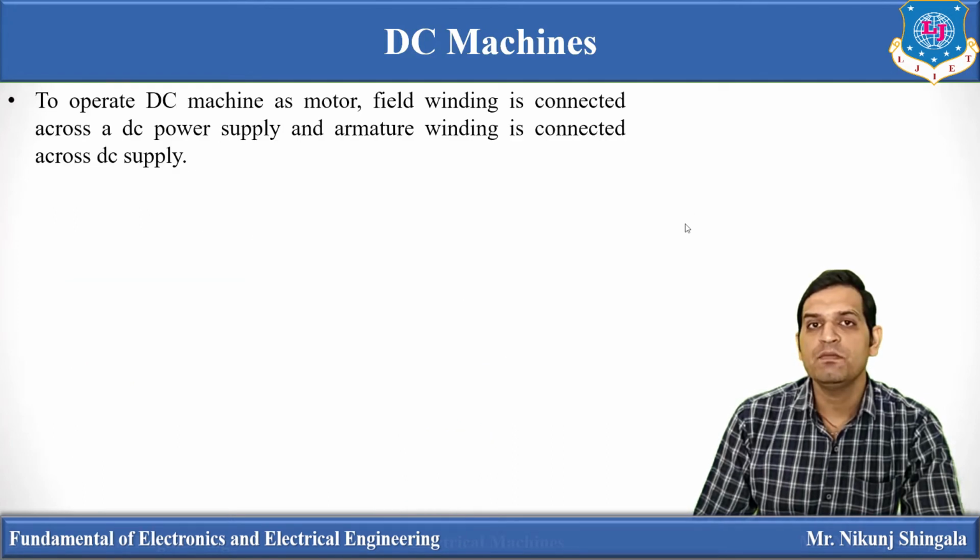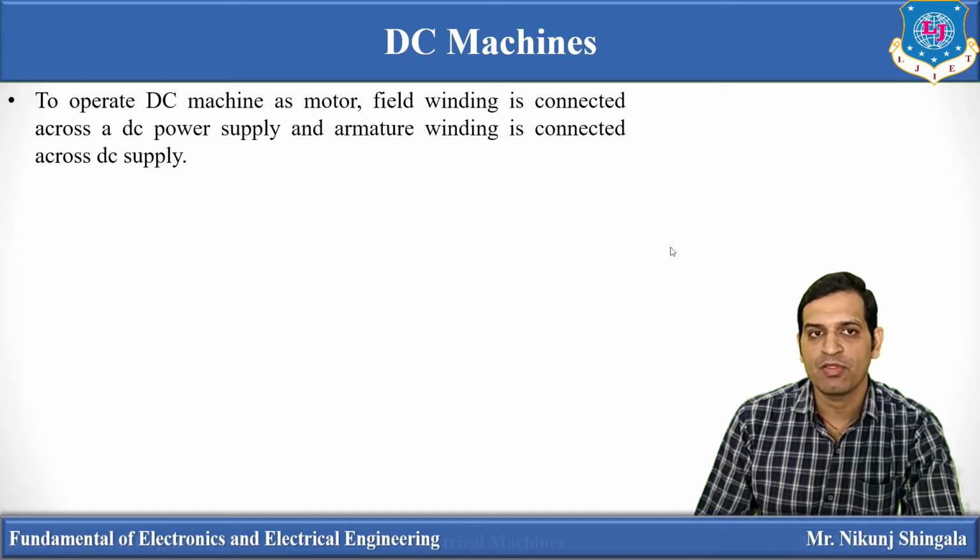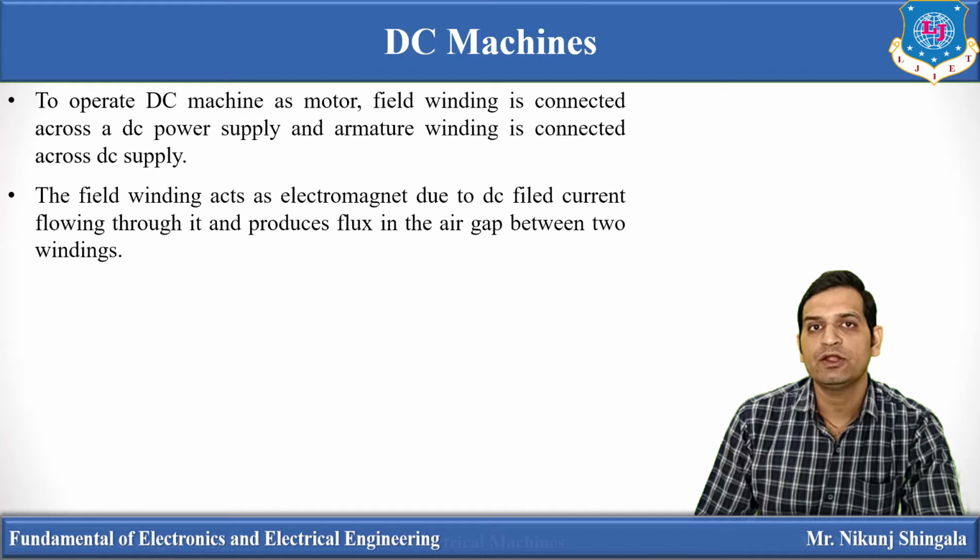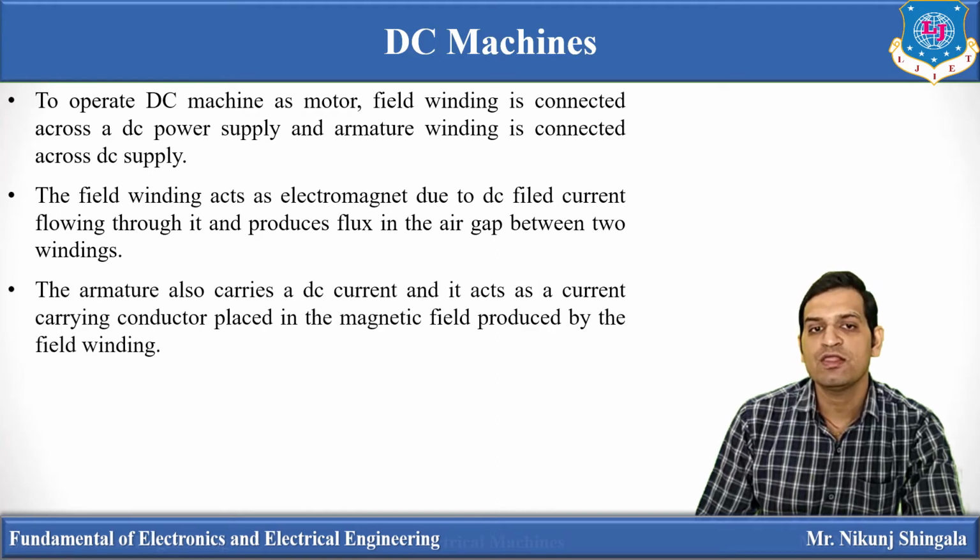Now, to operate a DC machine as a motor, the field winding is connected across a DC power supply, and the armature winding is also connected across the DC power supply. The field winding acts as an electromagnet wound around the poles, and due to the DC field current flowing through it, it produces flux in the air gap between the two windings, the field winding and the armature winding. The armature also carries DC current because the armature winding is also supplied from a DC source, so it acts as a current carrying conductor placed in the magnetic field produced by the field winding, and it will start to rotate.